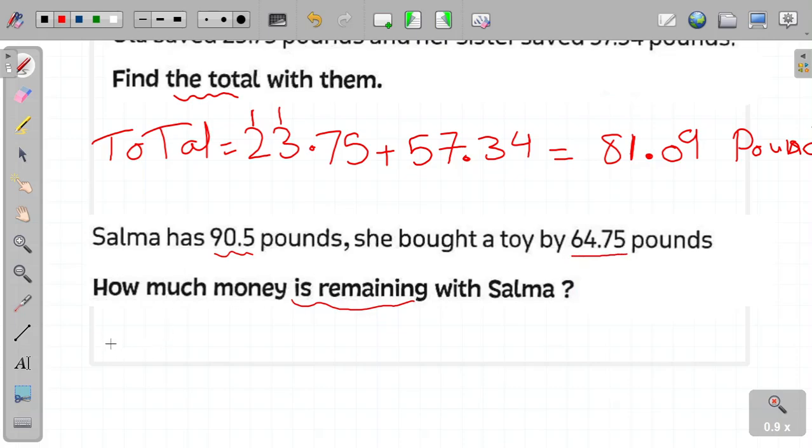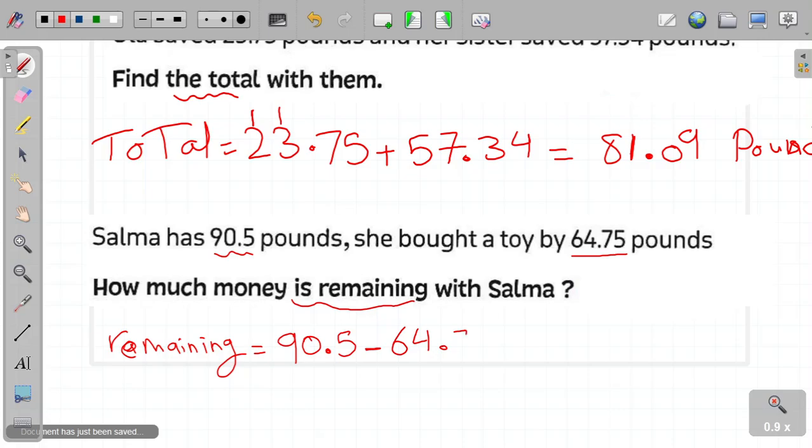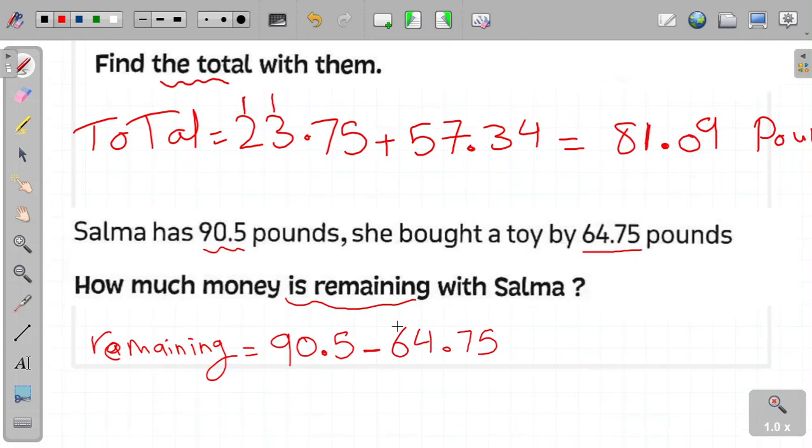Okay, so I will say remaining or change equals 90.5 minus 64.75. So I have here 1 digit and here I have 2 digits. So I will put 1 0 here.